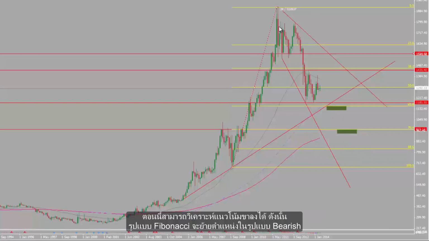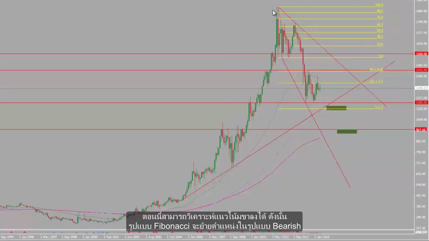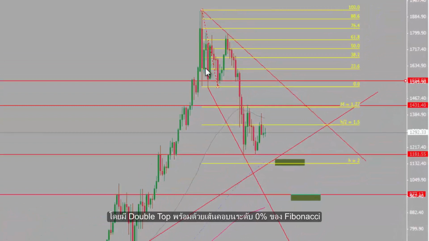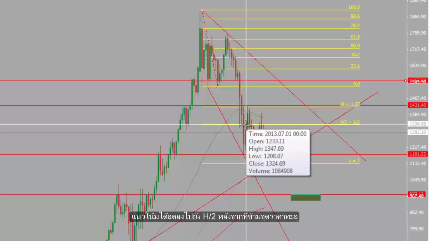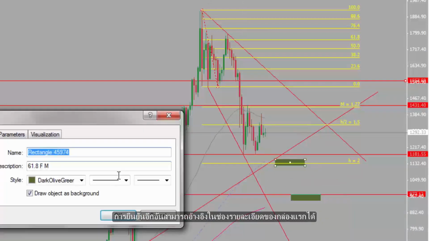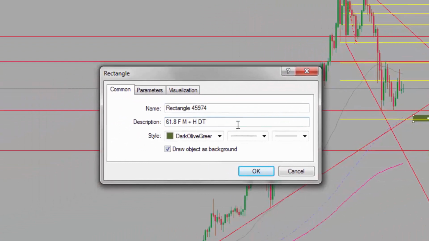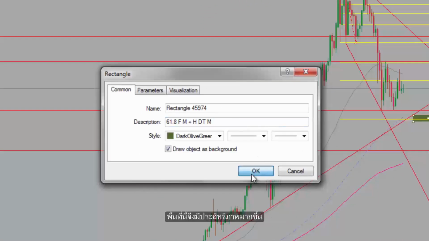Now, a downward trend can be analysed, so Fibonacci patterns can be relocated in a bearish format. There is a double top with a neckline on level 0% of Fibonacci. Trend has declined to H2 after it crossed the breakout point. It is assumed that the price will touch H in the future, so another confirmation can be cited in a description field of the first box. H stands for height, while DT means double top. This region becomes more powerful.